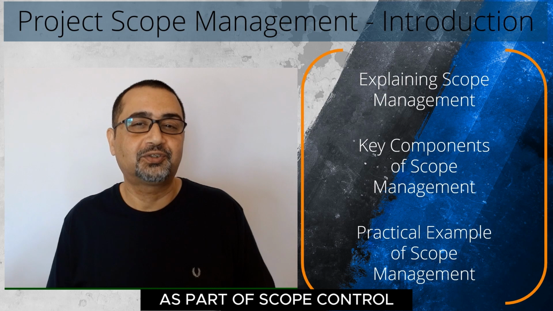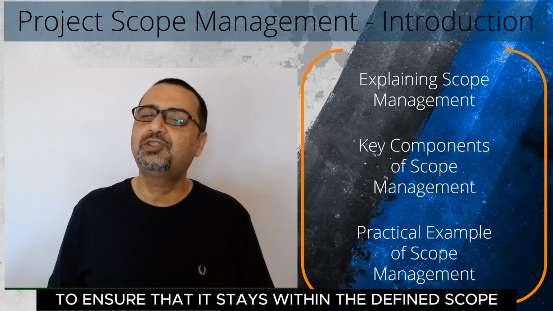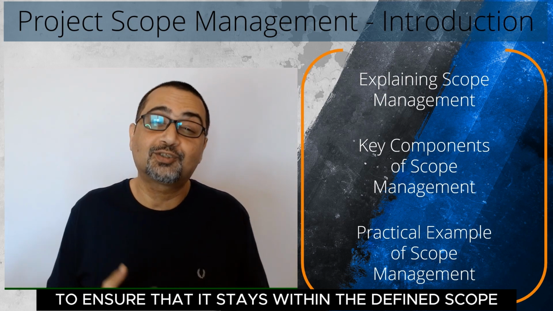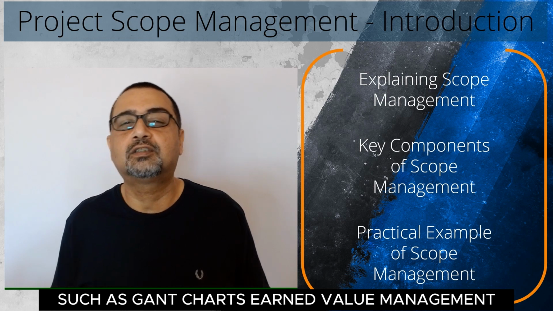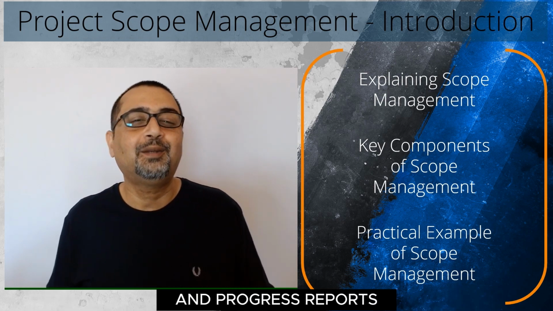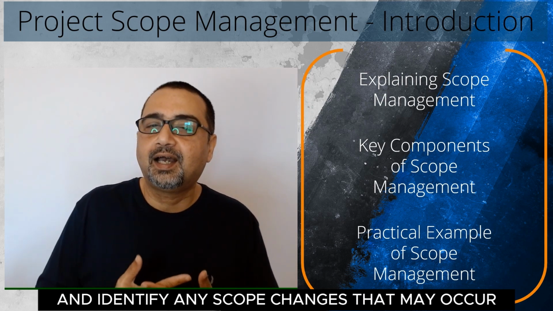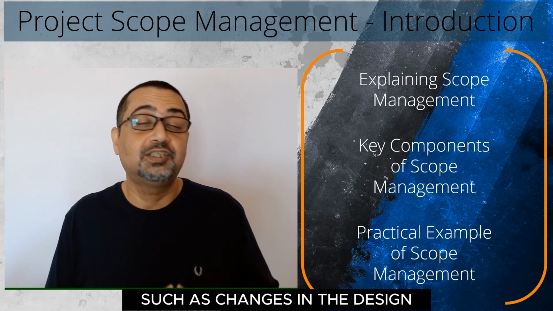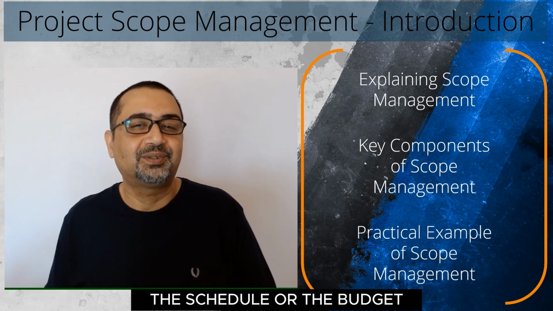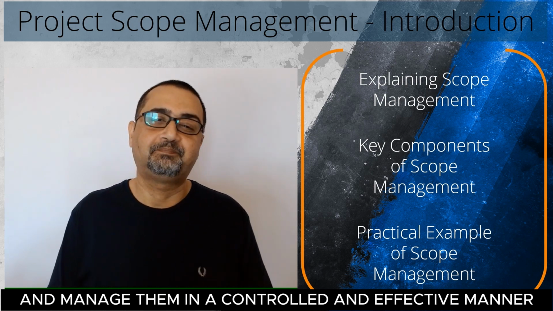As part of scope control, which involves monitoring and controlling the project's progress to ensure that it stays within the defined scope, the project manager will use various tools such as Gantt charts, earned value management, and progress reports to track the progress of the construction and identify any scope changes that may occur, such as changes in the design, the schedule, or the budget, and manage them in a controlled and effective manner.